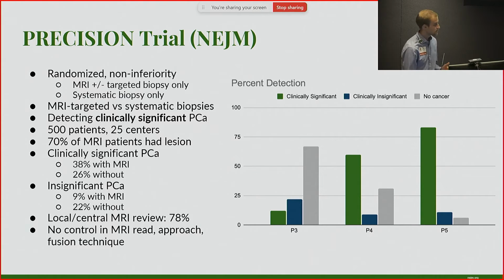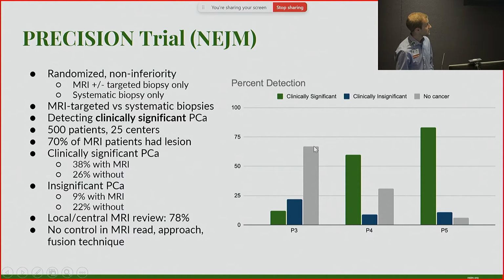I think some of the take-homes here on this graph is just looking at, well, based on the degree of abnormality on MRI, which this is the PIRAD scale that I mentioned earlier, what's your chance of finding cancer? And so PIRAD 3. The green here is the clinically significant cancers. The blue is the insignificant, and gray is no cancer. And so really this is exactly as you would expect. If someone has a higher suspicion of lesions, so if you go from 3 to 4, 4 to 5, your chance of having a clinically significant prostate cancer goes up.